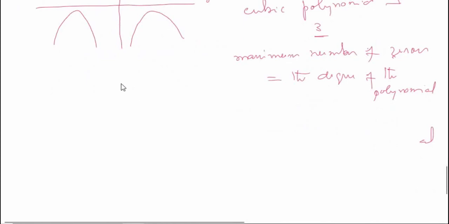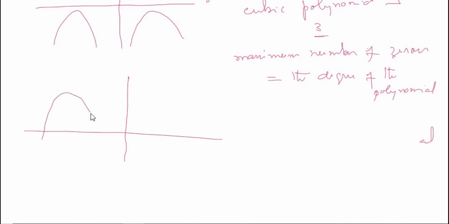Let us show if it is a cubic polynomial, how the graph will look in case it has got 3 solutions. So it may go like this. So in this case, it crosses the x-axis in 3 places. So these are the 3 zeros of this cubic polynomial.